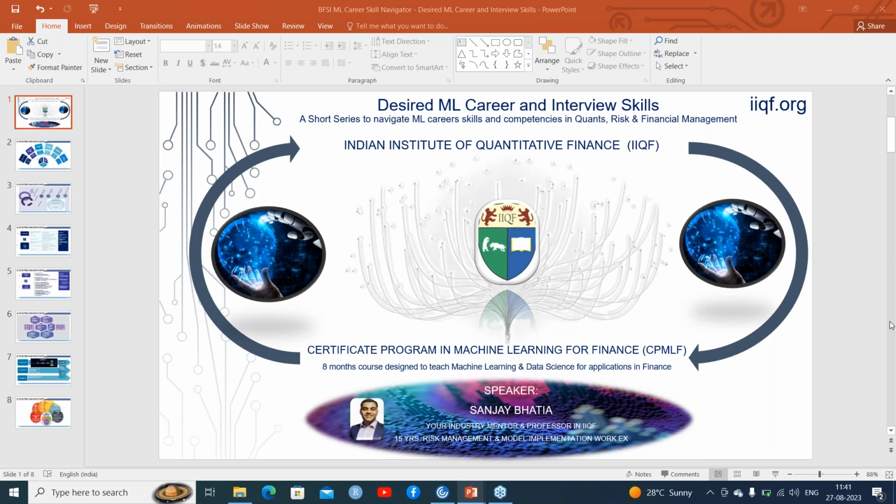Because there is a lot of buzz around, and a lot of cliches being thrown up to describe those skills. And it varies from job description to job description, from role to role, from employer to employer, from fintech versus the traditional banks.